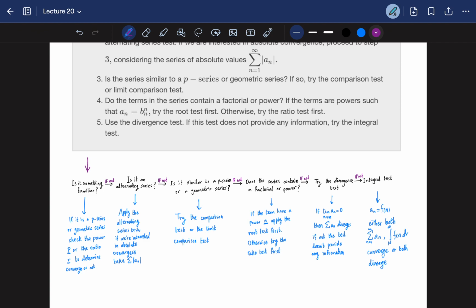Now, if that's not the case, you want to look at it: is this an alternating series? Does it have something like (-1)^n or (-1)^(n+1)? Here, you can just apply the alternating series test directly.